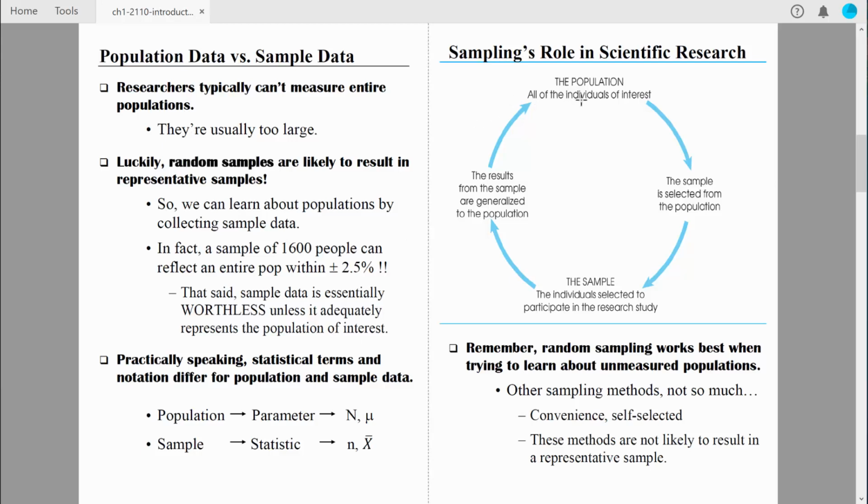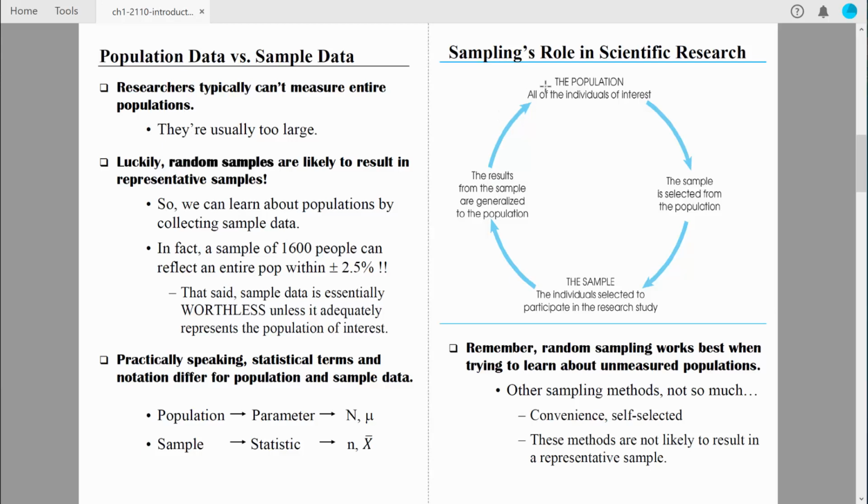In our example, the population of interest would be all of the depressed individuals in our world. Because I can't measure all of those people, I'm going to select a sample of those people from the population, and it works best when we use a sampling procedure that randomly selects those individuals. Once we select those individuals, we can collect data from them, and then the results that we glean from that sample can be applied to that population of interest.